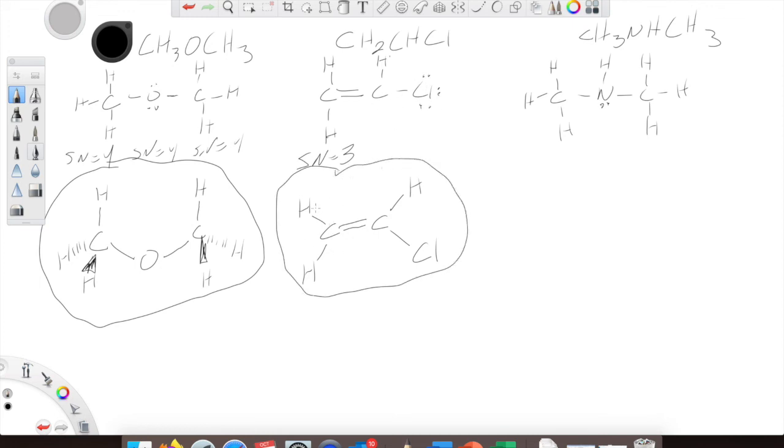We've got trigonal planar around this carbon. Again, everything is about 120 degrees. Trigonal planar around this carbon, again, about 120 degrees. So let's look at our last molecule.